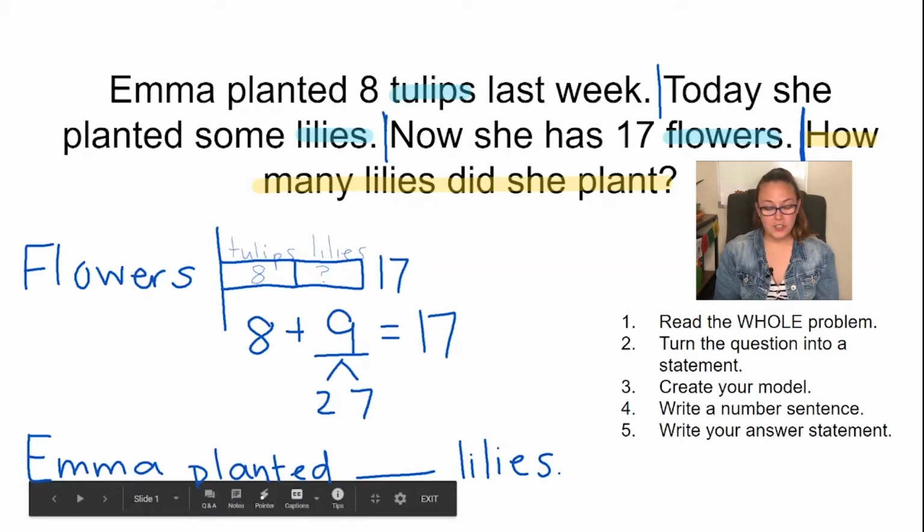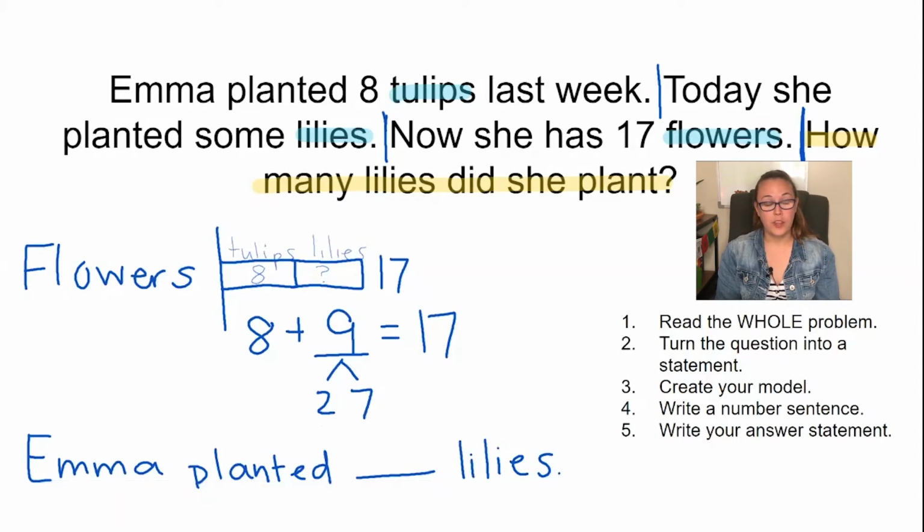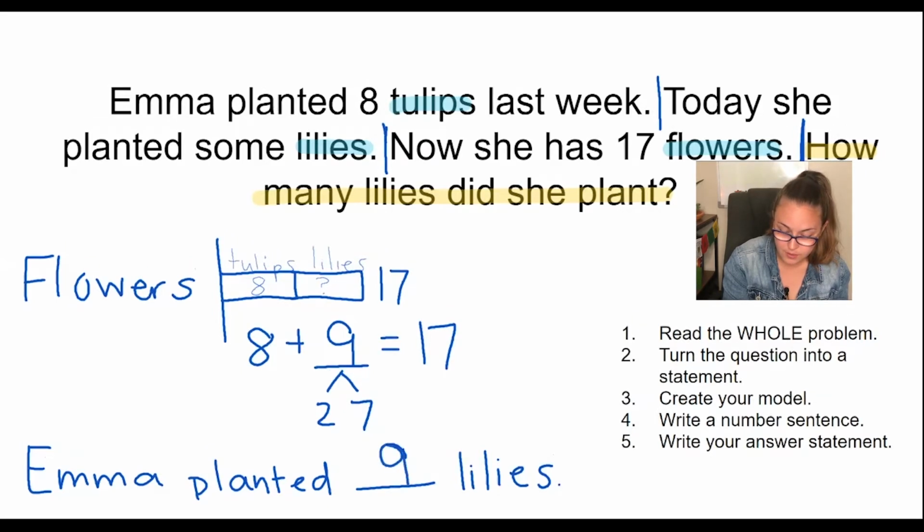So when you're finished solving your number sentence, whether it's subtraction or addition, you need to write your answer statement. We already completed part of this down below. And our statement right now says Emma planted blank lilies. Can you fill in the blank for me? How many lilies did Emma plant today? Great job, Emma planted 9 lilies. So here in the space in our problem, I'm going to write the number 9.